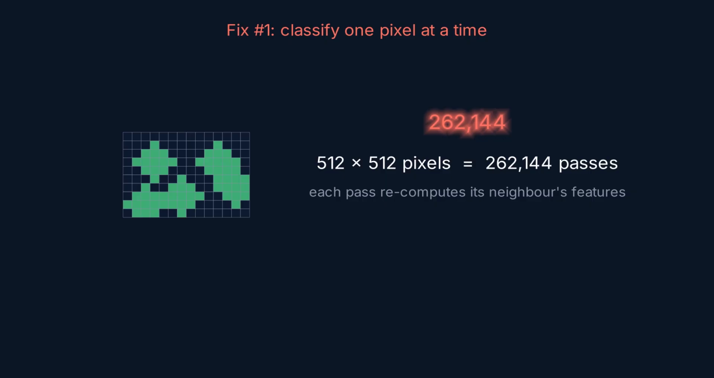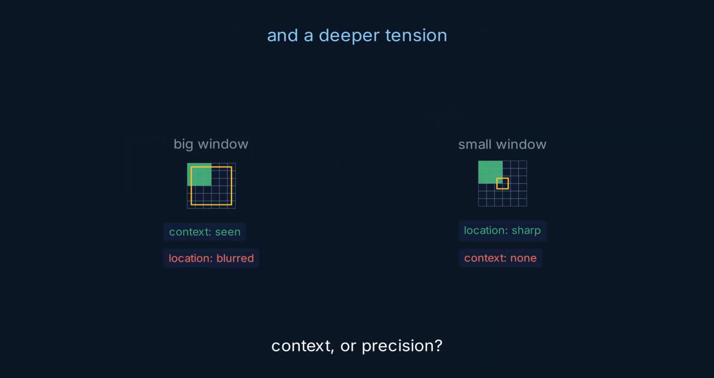There's a deeper tension too. A large patch sees lots of context, but gets vague about location. A small patch pins down location, but goes blind to the big picture. Context or precision. You seem to have to choose.